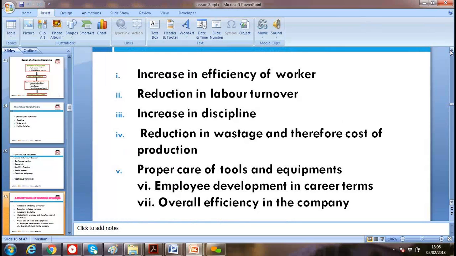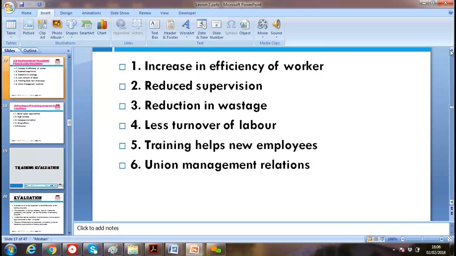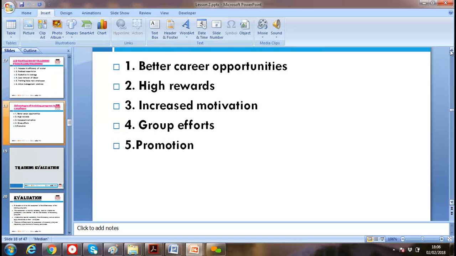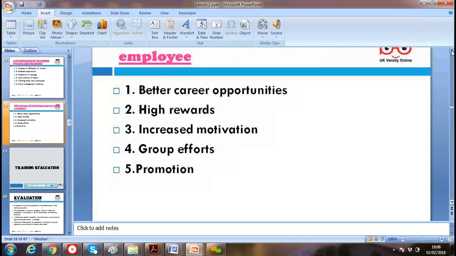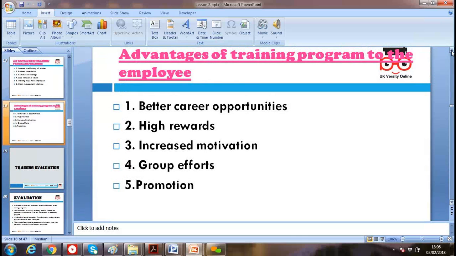Okay, increase in efficiency of a worker, reduction in labor turnover, increase in discipline. All these trainings benefit. Any question? No. Okay. Training, then the advantages of training: better career opportunity, high reward, increased motivation, group effort.